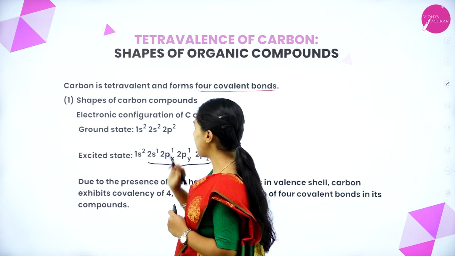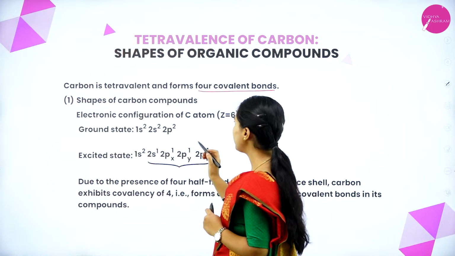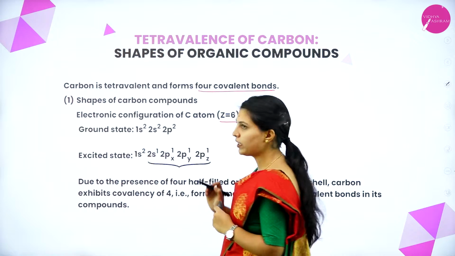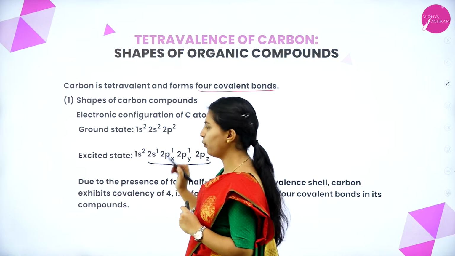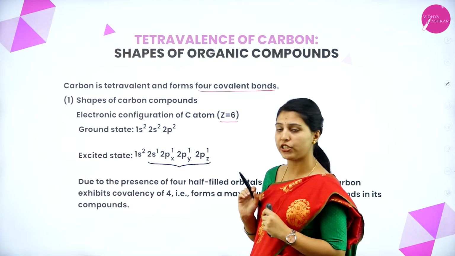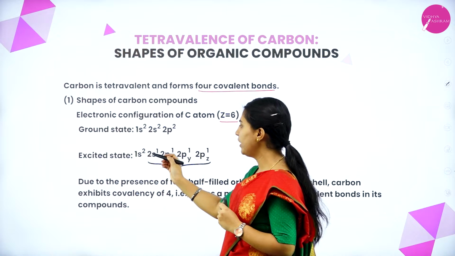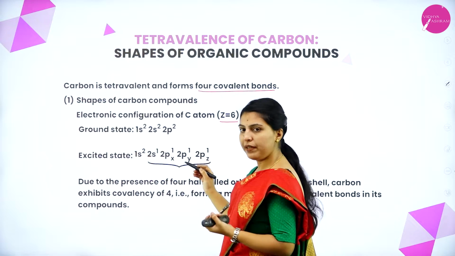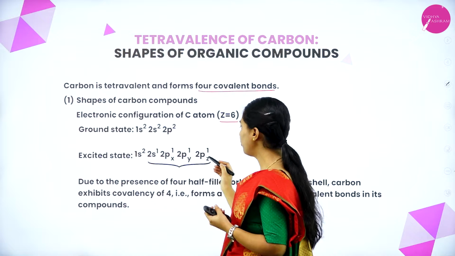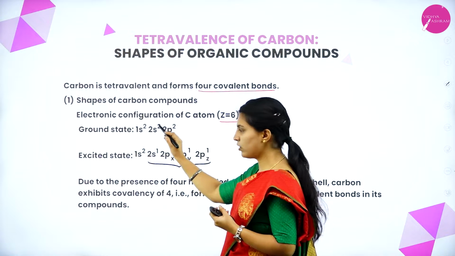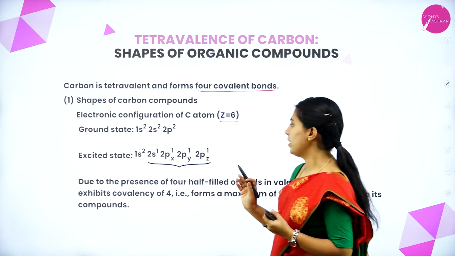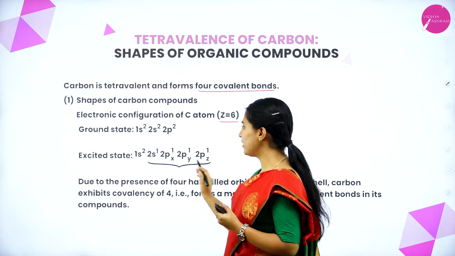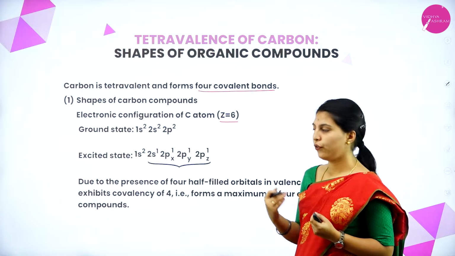See here, shapes of carbon compounds. The atomic number of carbon is 6. The electronic configuration of carbon in the ground state is 1s2, 2s2, 2p2. It's the general electronic configuration. When it is excited, this 2p2 will become 2px1, 2py1, 2pz1, and one of the 2s electrons will jump to the p orbital. So overall, all the excited state electrons will be followed.